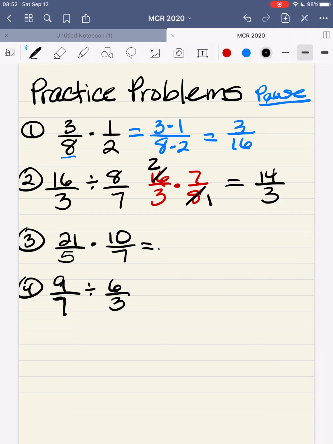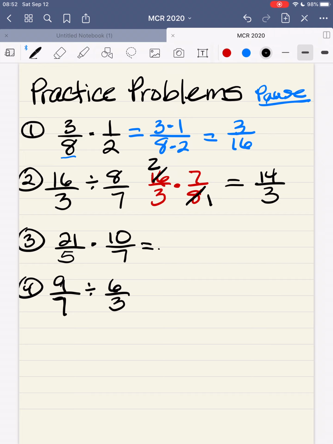Now, just because we have an improper fraction here does not mean we need to change it to a mixed number. So you do not need to change it to a mixed number. You can if you want, but it's just a little more work and you don't need to do that. It's not going to make it any simpler than it already is.